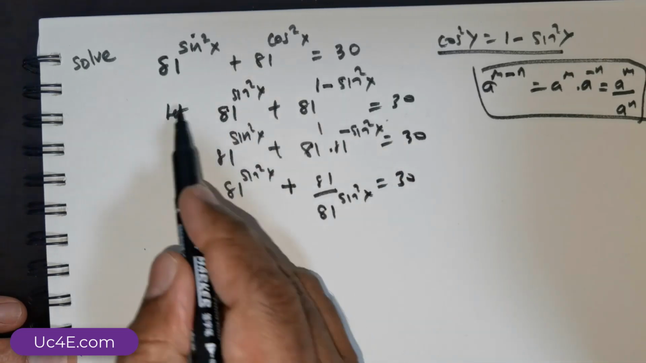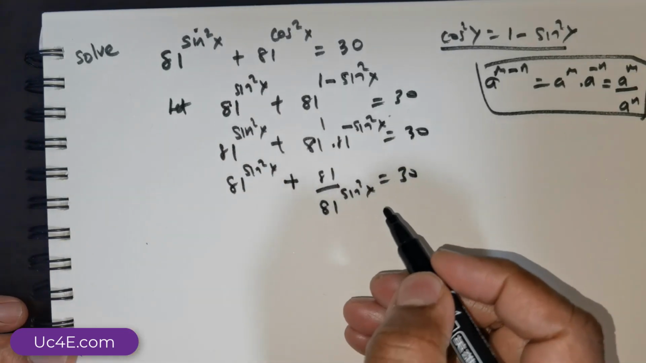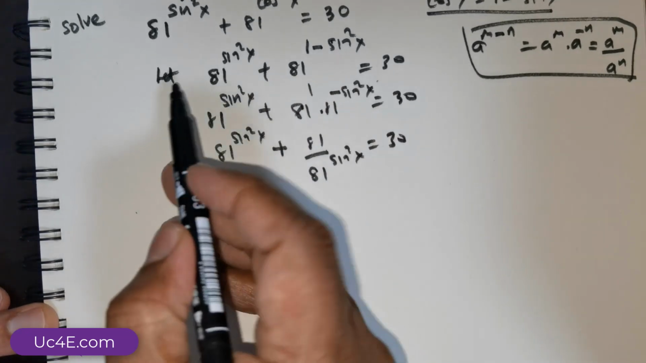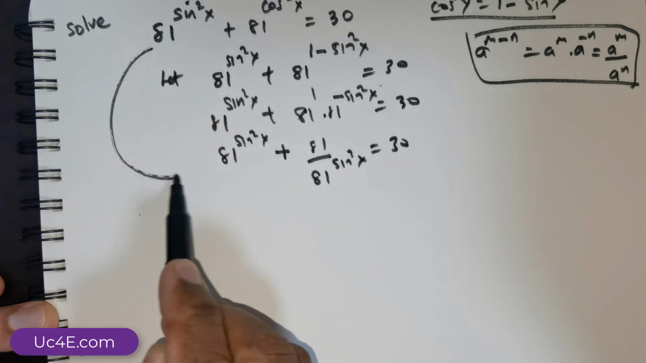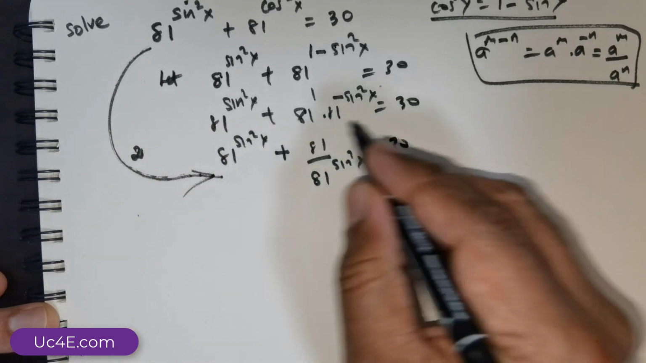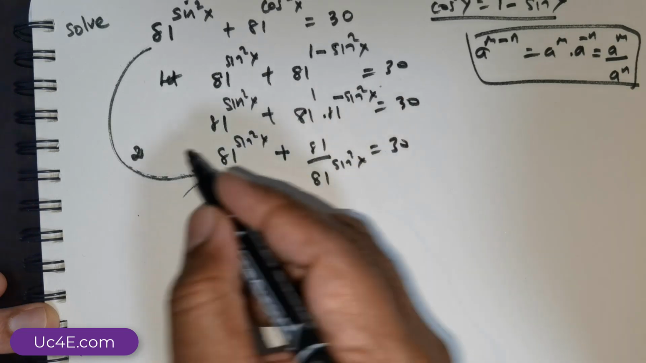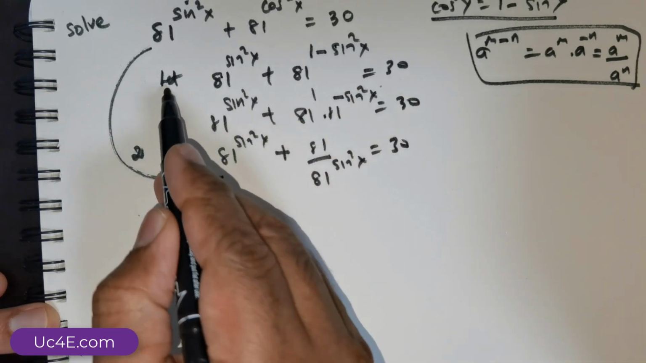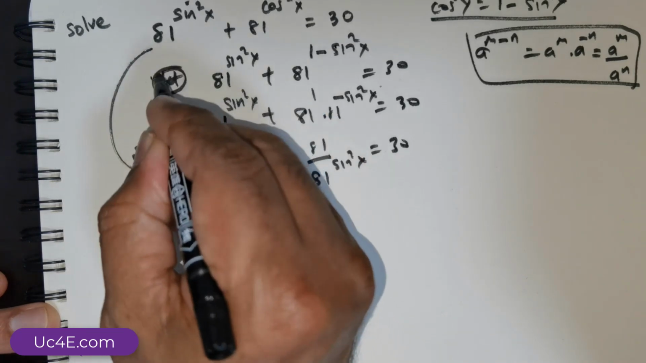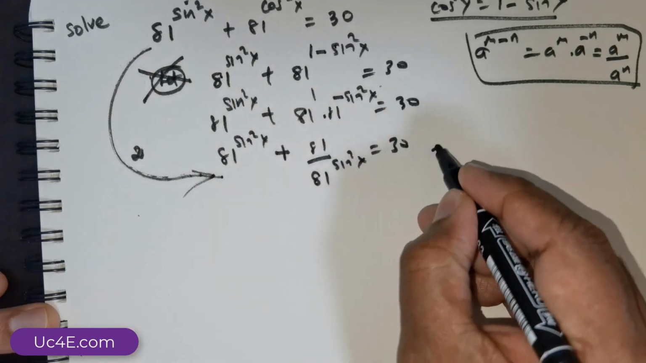Now you could have avoided all the steps. Just to have some clarity, I have written all this, so you can directly come right from here to here. Probably that would have taken you 2 seconds. Now this is where I am planning to make the substitution. In fact, I would like to make the substitution over here. That's why I started with saying let. So I'm going to use that let over here.